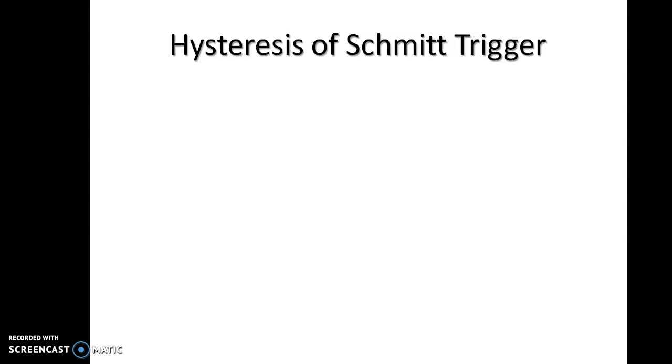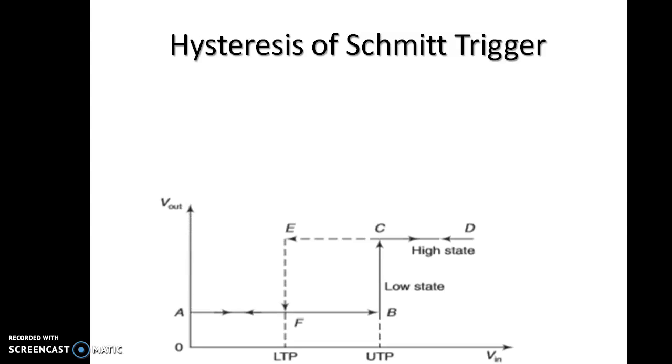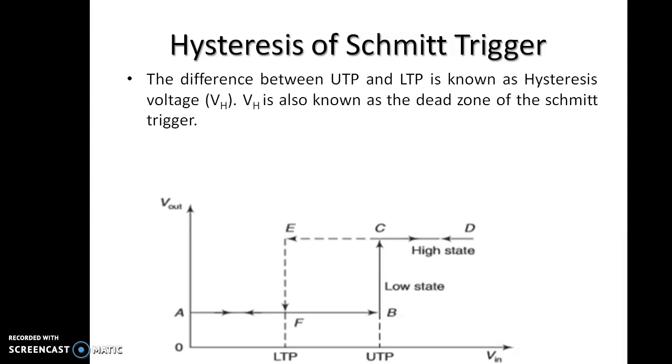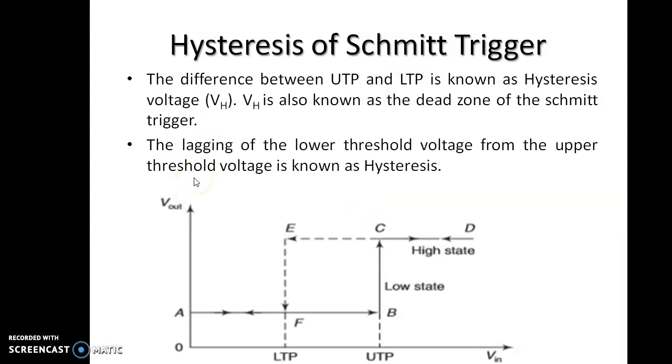Hysteresis of Schmitt trigger. So this is the hysteresis of Schmitt trigger. The difference between UTP and LTP is known as hysteresis voltage VH. VH is also known as the dead zone of the Schmitt trigger. The lagging of the lower threshold voltage from the upper threshold voltage is known as hysteresis. And this loop is called the hysteresis loop.